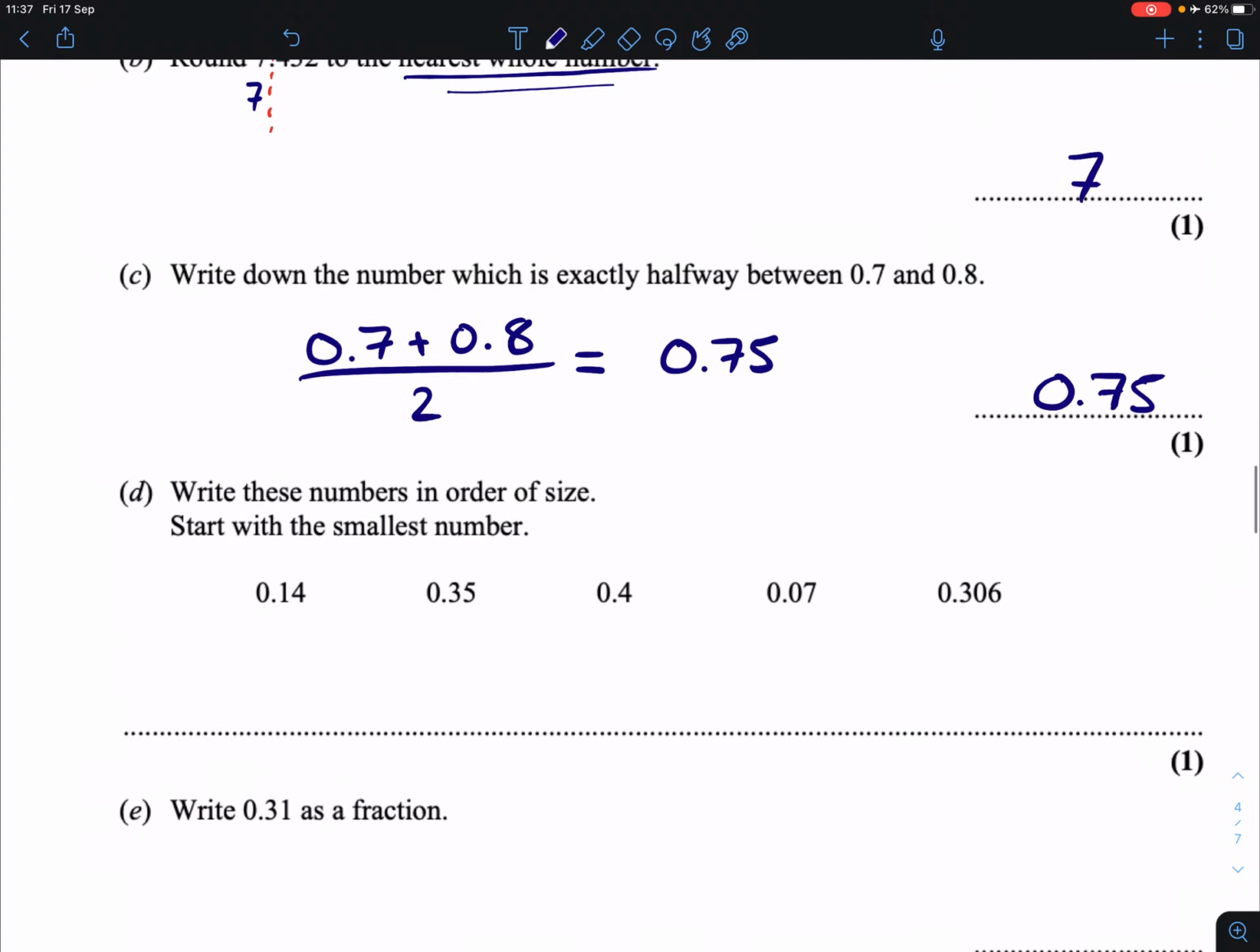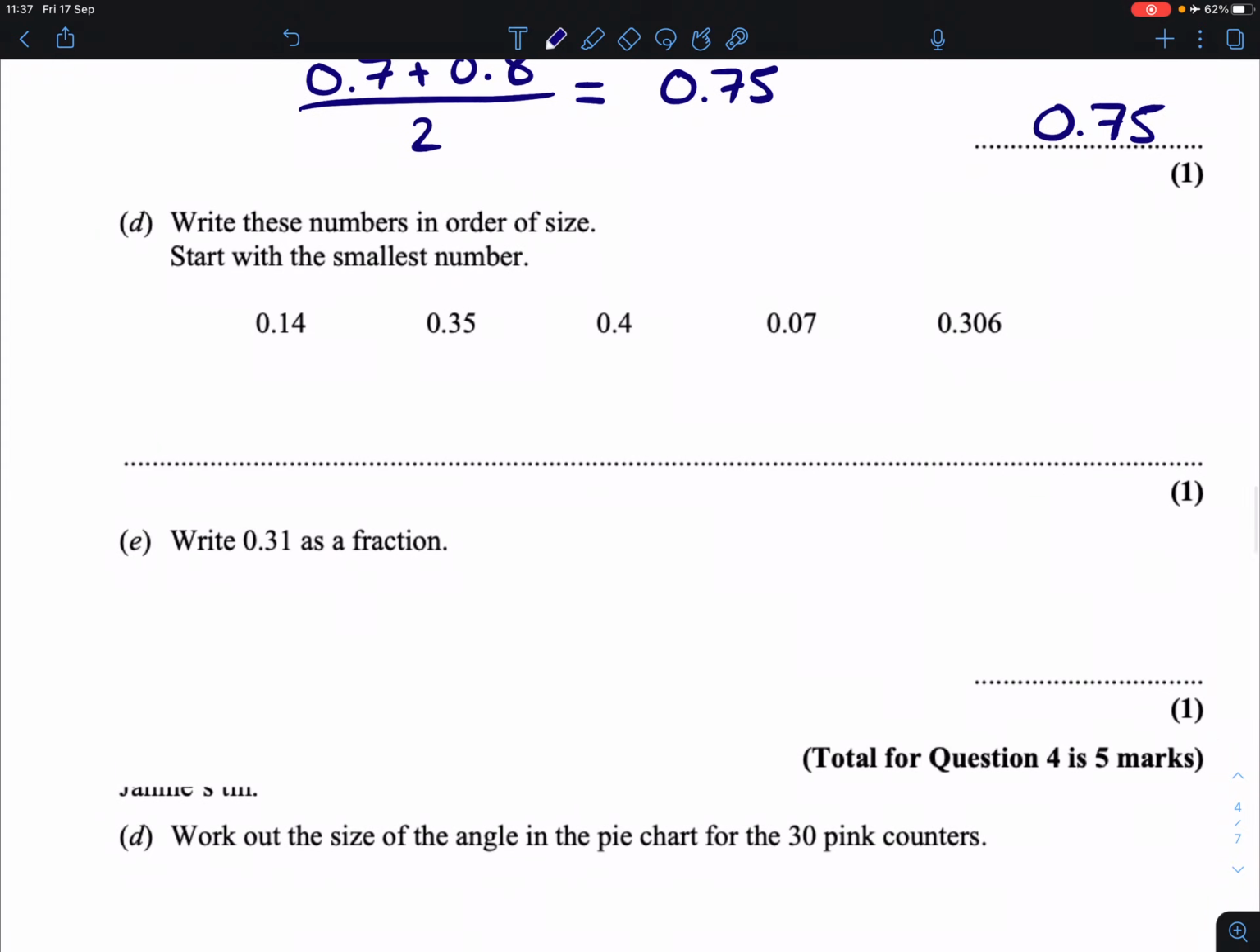Part D, write down these numbers in order of size. Start with the smallest number. Well, when we look at these numbers, they all start off with a 0, so they're all equal in terms of the units column. The next thing that we would look at is the tenths column. So we have a 1 here, a 3 here, a 4 here, a 0 here, and a 3 here. So the 0 will win for being the smallest number, so 0.07 there.